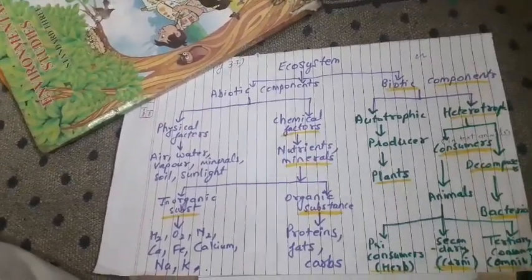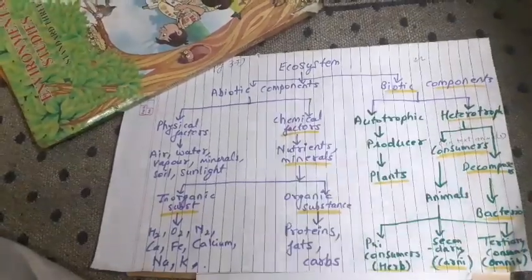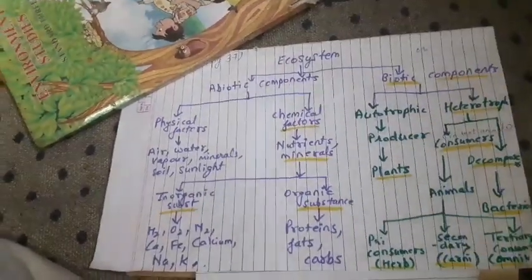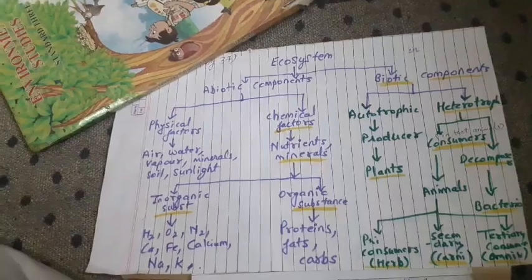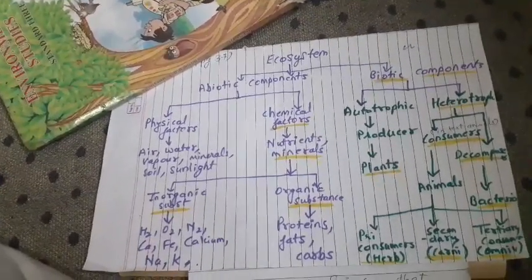Now, physical factors, examples are air, water, minerals, soil, sunlight. They are around us. They are present in their natural form. We can call them natural factors that we see.